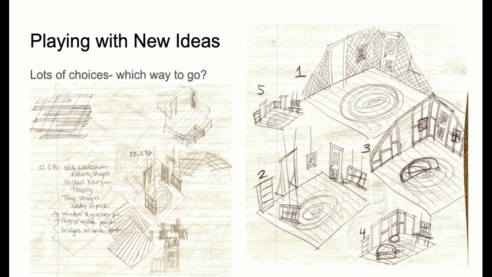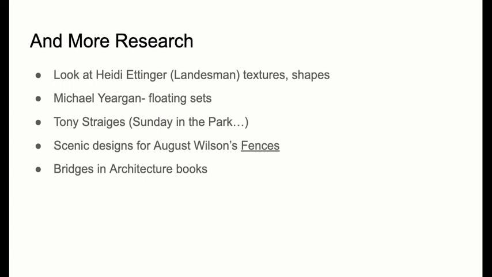So then, playing with some new ideas, lots of choices. At this point, as you look to the right, you'll see version 1 and version 2 and version 3 and version 4 and version 5, and I got completely stuck. So I had a meeting with the senior designer who's in charge of our department and overseeing myself and this project. And he gave me some ideas about some specific designers to look at. So I went to find out more about Heidi Ettinger's designs versus Michael Juergen versus Tony Stragus.